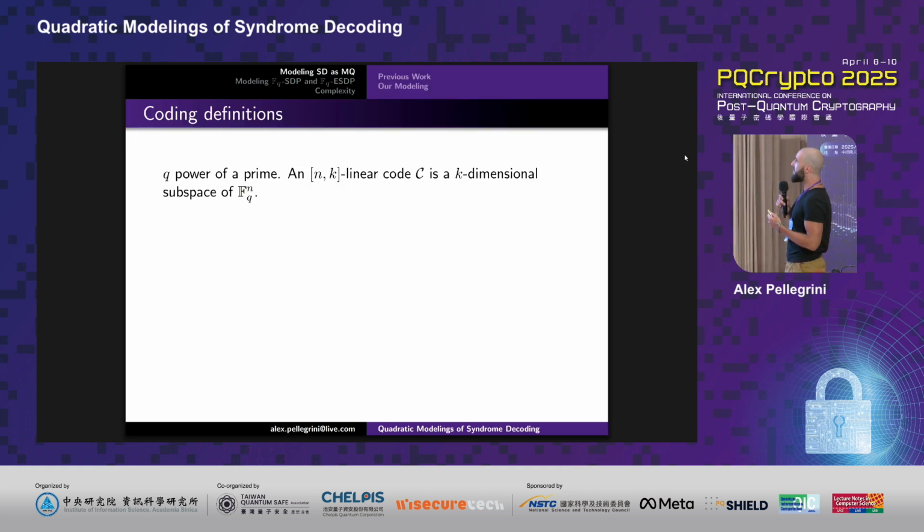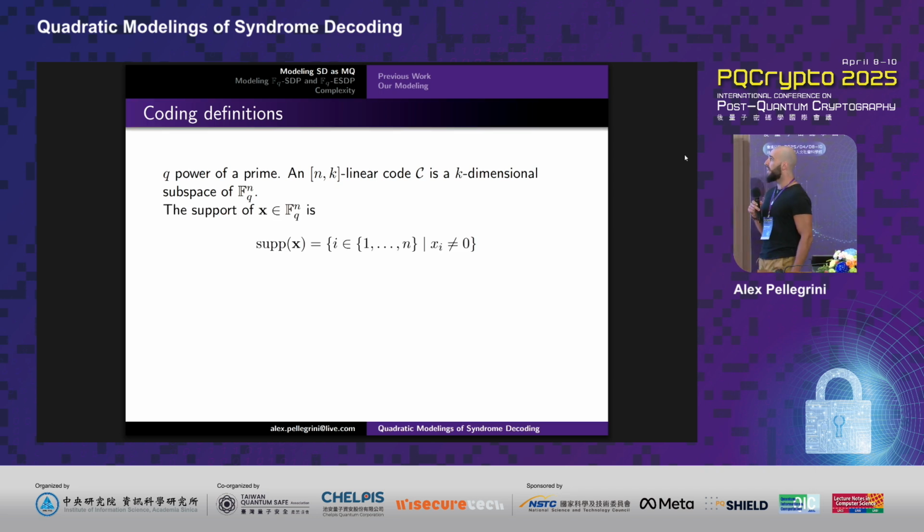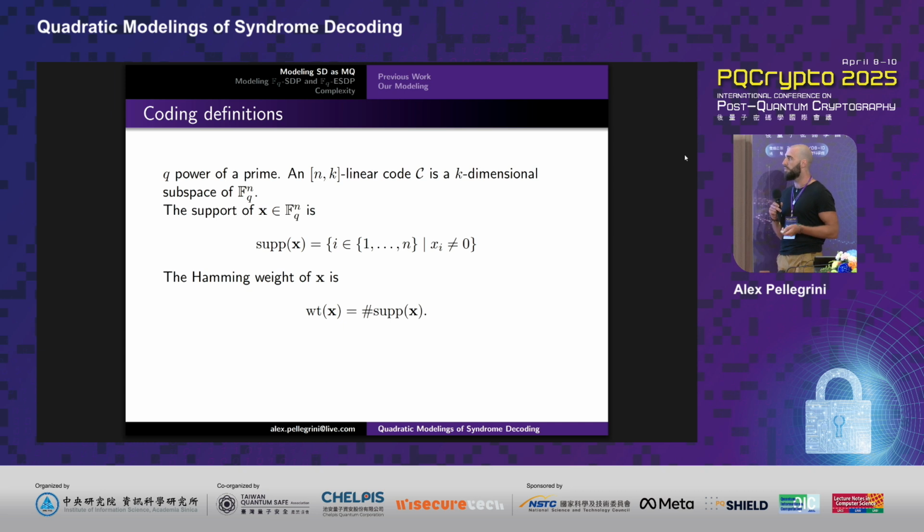Let me start by giving some definitions in the coding world. For me, q is a power of a prime, and an [n, k] linear code C is a k-dimensional subspace of F_q^n, where F_q is a finite field with q elements. The support of a vector in F_q^n is the set of all the positions in the vector that are non-zero. From that we can define the Hamming weight of a vector x of length n by taking the cardinality of the support of x.